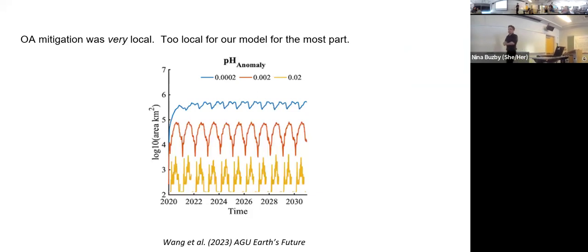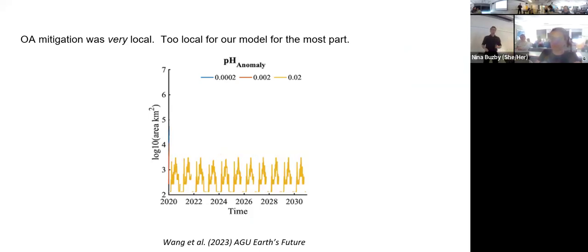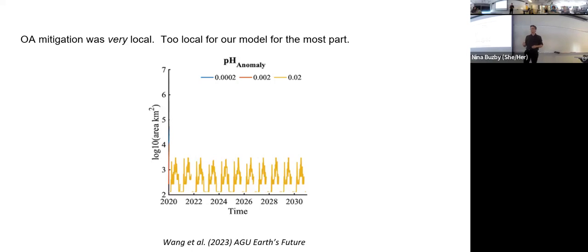We were interested in how much ocean acidification mitigation you could find. So this is a weird diagram, but the y-axis is the surface area of the model over which a certain threshold of ocean acidification mitigation was found. We'll ignore the blue and the red lines, just focus on the yellow line. The yellow line is a pH anomaly of 0.02. And that represents about a decade and a half of ocean acidification mitigation. So turning back the clock about a decade and a half.